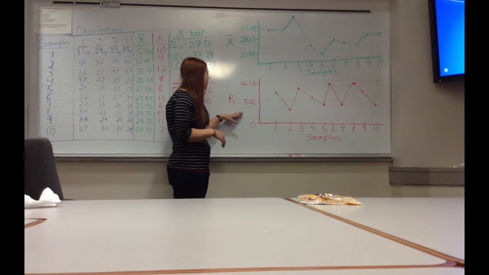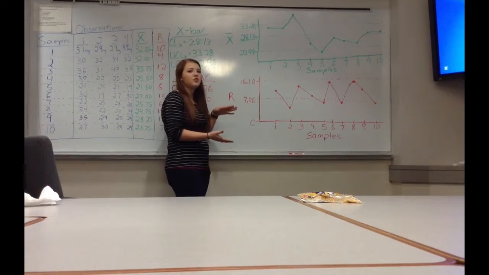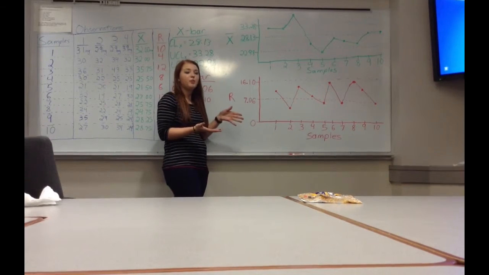In our R-bar chart, we can see that all of the samples are within our boundaries, and that means they are completely under control.